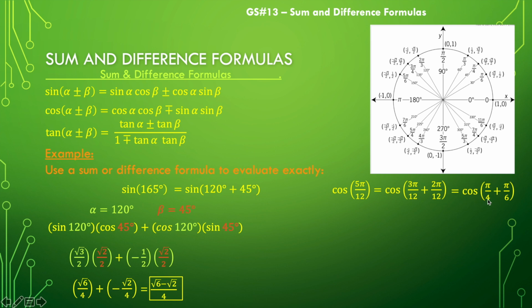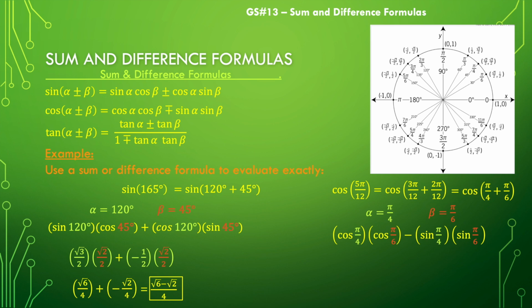The cosine of the sum of pi over 4 plus pi over 6. So I'm thinking about this formula here, the cosine of alpha plus beta. So that's a sum, which means I'm going to take the top sign, which means here I'm going to use the minus. And alpha will be pi over 4, beta will be pi over 6. I'm going to go ahead and sub those into the formula. So I should get cosine of pi over 4 times the cosine of pi over 6 minus the sine of pi over 4 times the sine of pi over 6.